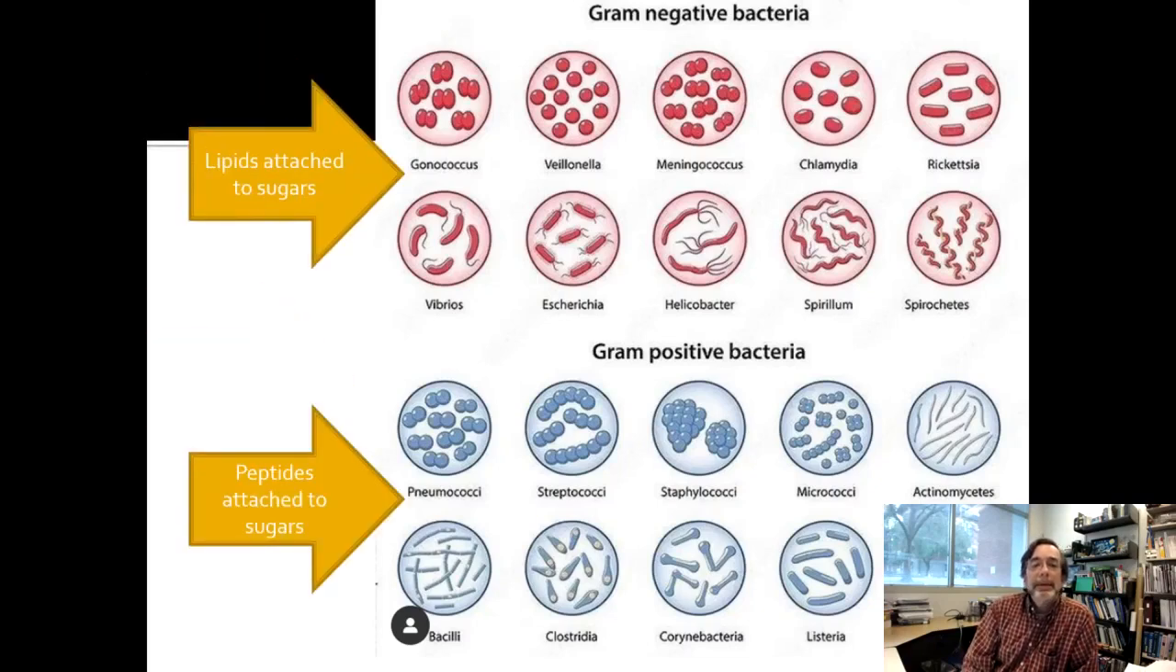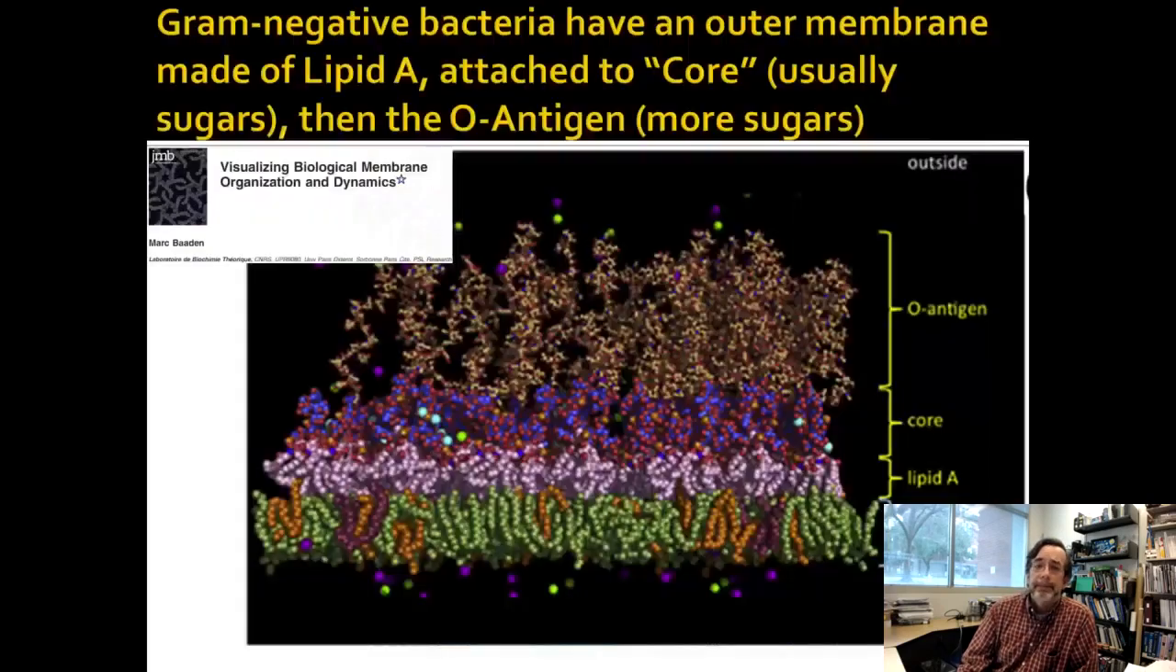So the lipids are actually attached to sugars in gram-negative bacteria, and there are peptides attached to the sugars in gram-positive bacteria. In fact, the gram stain, we mentioned it before, actually stains peptides. And this means that gram-negative bacteria are going to have a different bacterial membrane structure. Here's a picture of what it looks like. You have the phospholipids at the bottom, like usual. Then you have something called lipid A and a core saccharide, and then they have the O antigen, which is more saccharide.